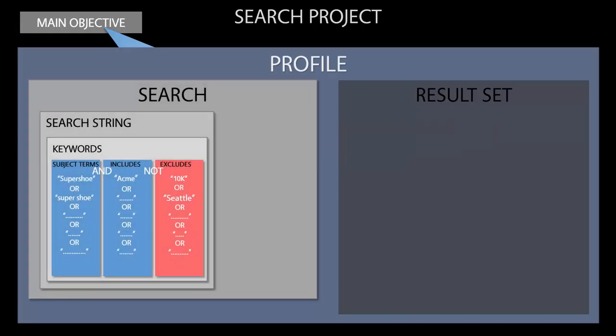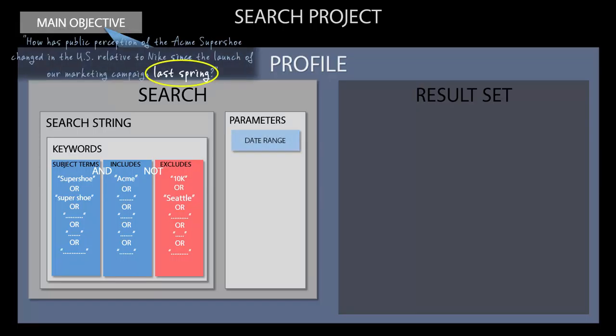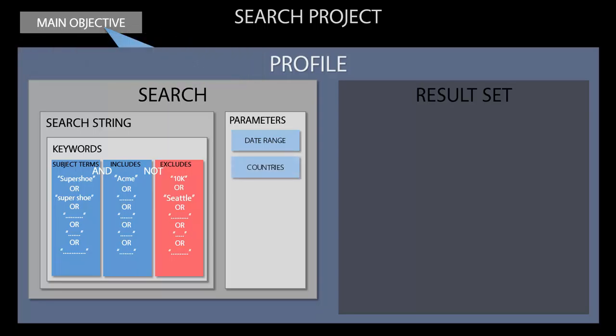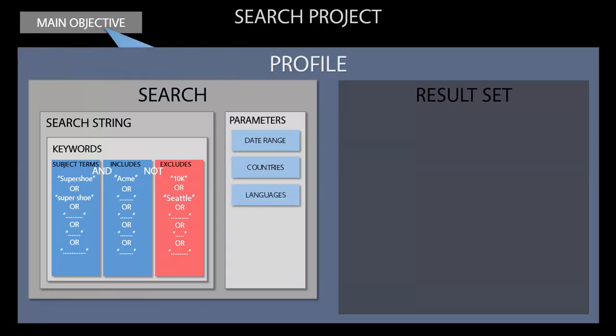In addition to the search string, a search can contain other parameters which further refine the search. These include a date range. Referring back to our main objective, we are only interested in social media since our campaign last spring. You can also limit the search to specific countries. In this case, we are only interested in the US. And you can limit the search by language.